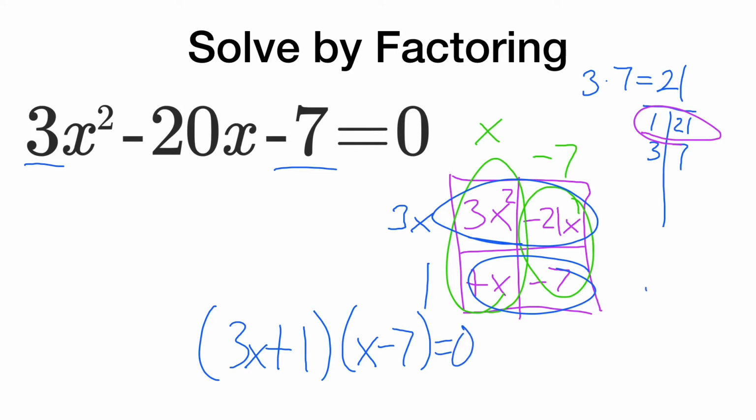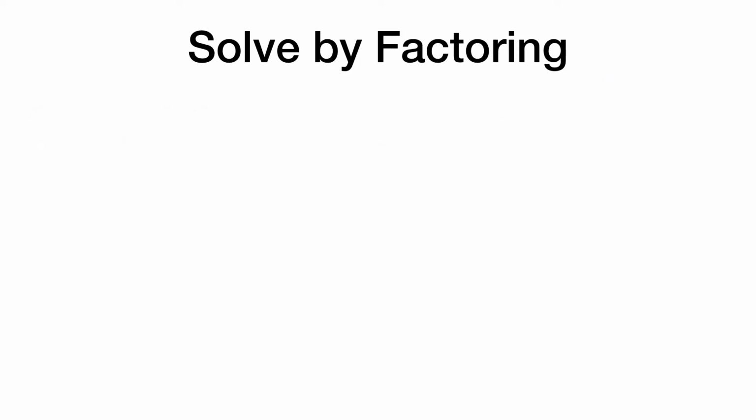So at that point, I know x has to equal 7 as one of my zeros. For the other one, 3x plus 1 equals 0. 3x equals negative 1, which means x equals, well, you know what? Let's write this over here. X equals negative 1/3.